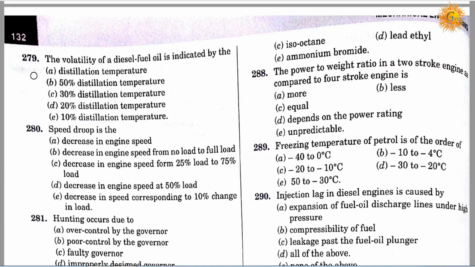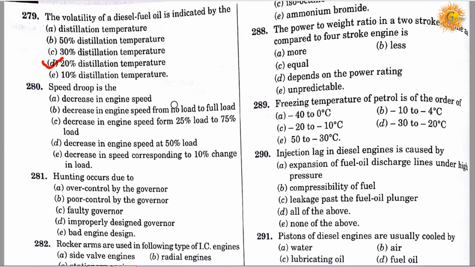Question number 279. The volatility of diesel fuel oil is indicated by option A, distillation temperature, option B, 50% distillation temperature, option C, 30% distillation temperature, option D, 20% distillation temperature, option E, 10% distillation temperature. So the correct answer will be D, the 20% distillation temperature.